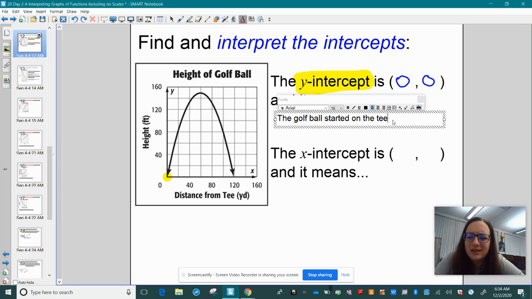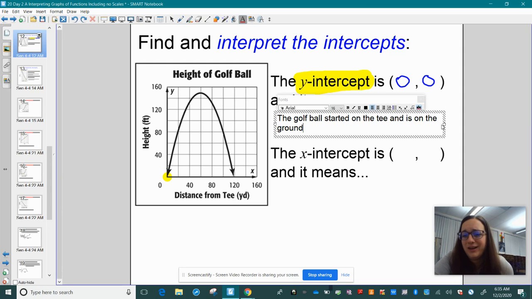You could write that, but that's kind of a weird thing to say. All right, the golf ball started on the tee. There's our 0 for our x-axis. It's implied. And you can make two different sentences. We'll make ours together. And then we got to get our other 0 here for our y-axis. Our y is feet. So 0 feet. Is it up in the air at all? No. It is on the ground.